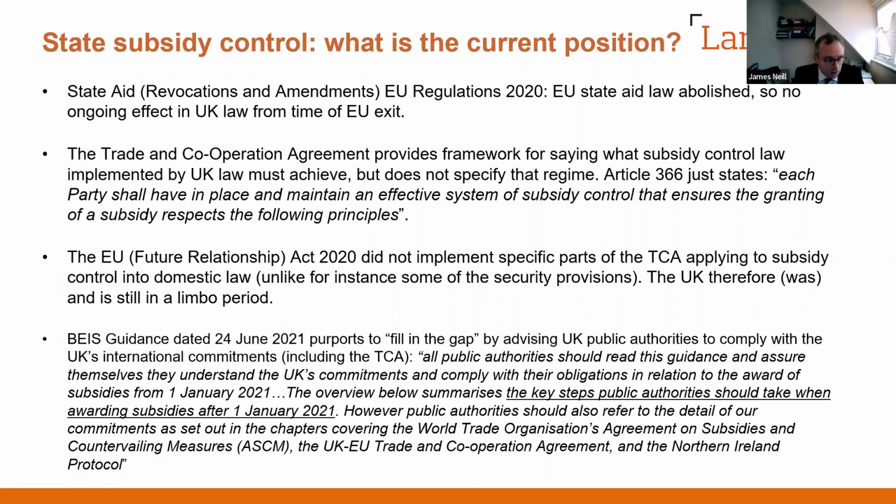So what did the government do? Well, BIS guidance issued on the 24th of June 2021 sought to fill in the gap by advising UK public authorities to comply with the UK's international commitments, including the TCA. And I've just put up on the screen what that guidance said. In essence, it said all public authorities should read this guidance and assure themselves they understand the UK's commitments and comply with their obligations in relation to the award of subsidies from the 1st of January 2021.